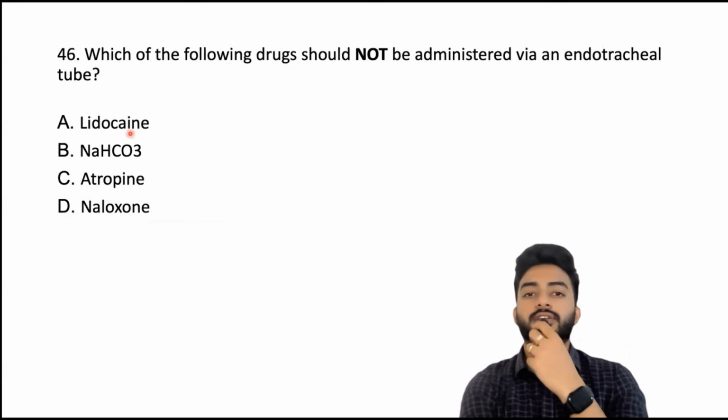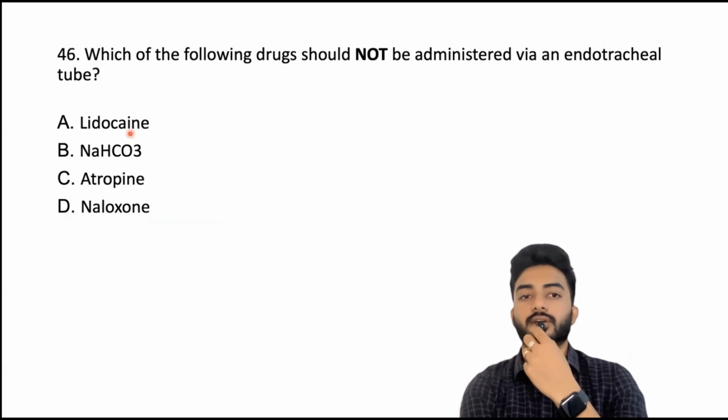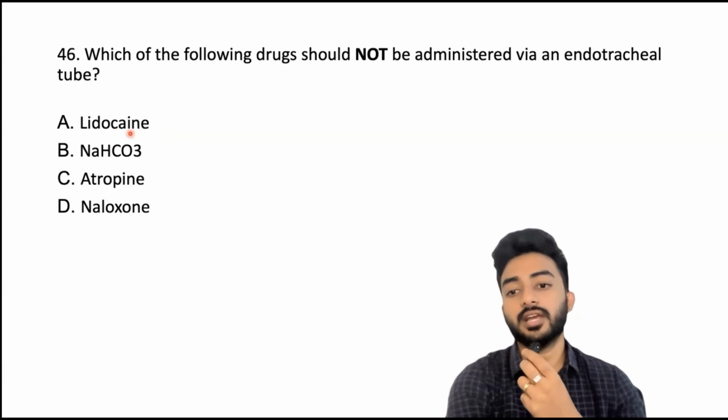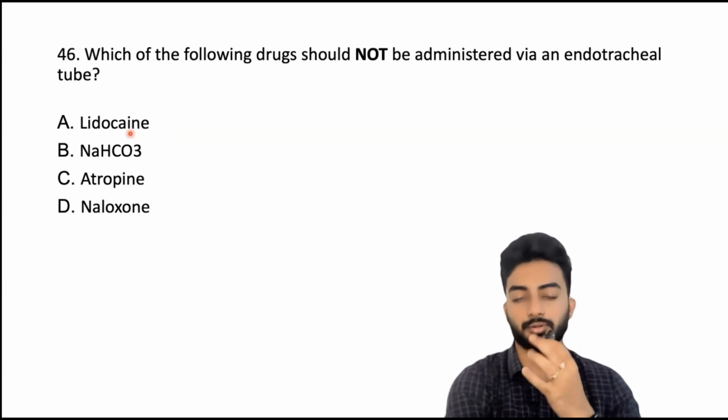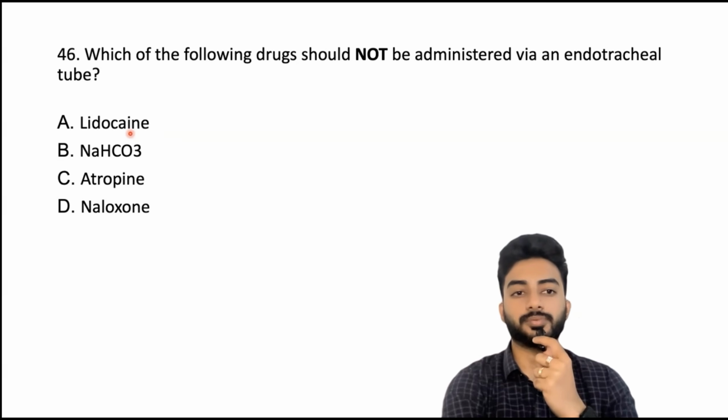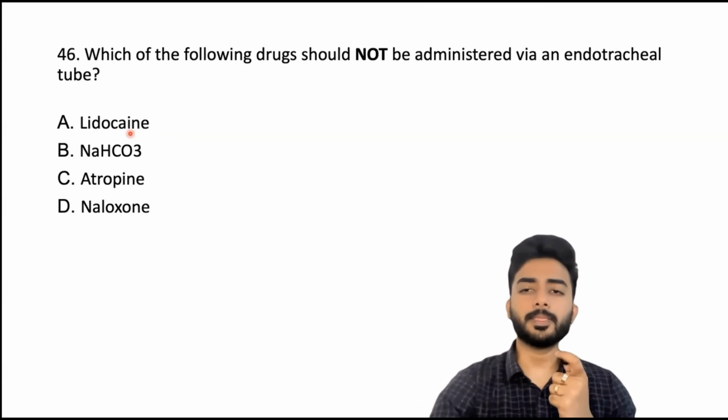46. Which of the following drugs should not be administered via endotracheal tube alone? I had kept a mnemonic for this. The ACLS guidelines tell which of the drugs can be administered via endotracheal tube, and the mnemonic for that is alone. Leave that. We will read the options. Option A, lidocaine. Option B, NaHCO3. Option C, atropine. Option D, naloxone.